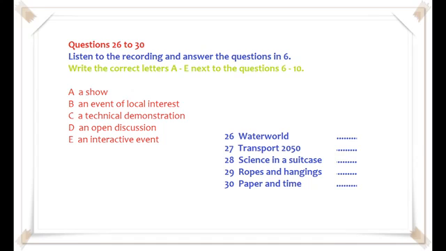Transport 2050 is about transport options for our towns in the future. A number of experts will introduce the topic, and then everyone at the event will have a chance to speak and give their views.